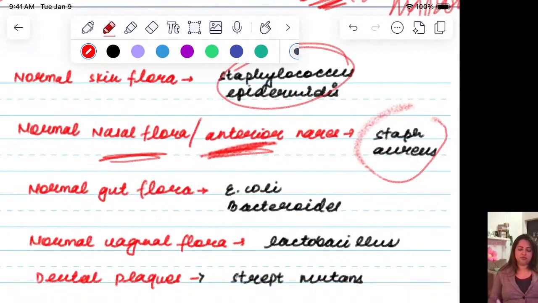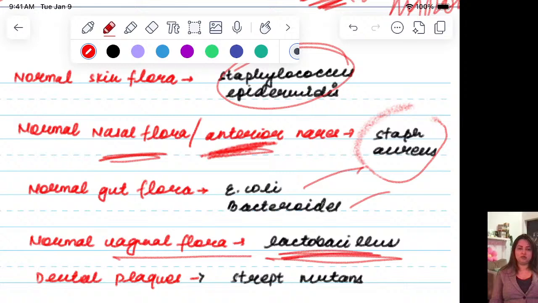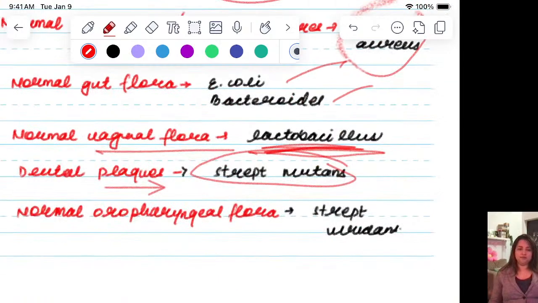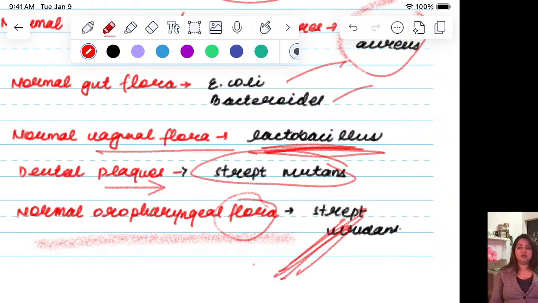We have E. coli and Bacteroides. Normal vaginal flora, we have Lactobacillus. Dental plaque: whenever you are given a case of dental plaque, which organism? Strep mutans. Normal oropharyngeal mucosal flora, we have viridans group of streptococci.